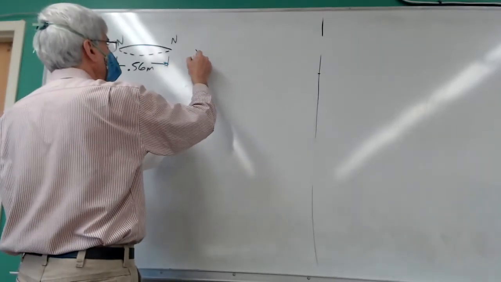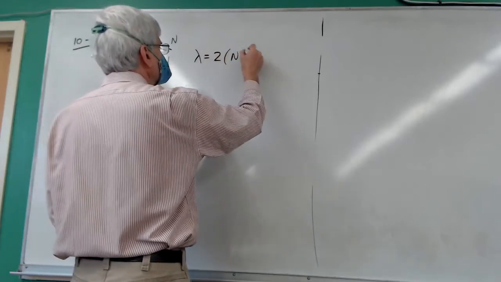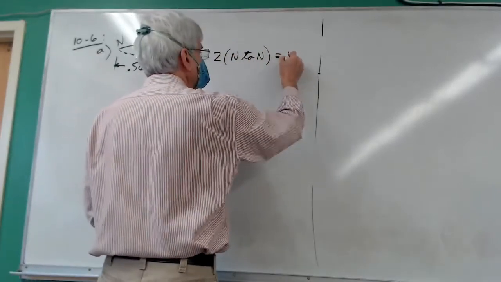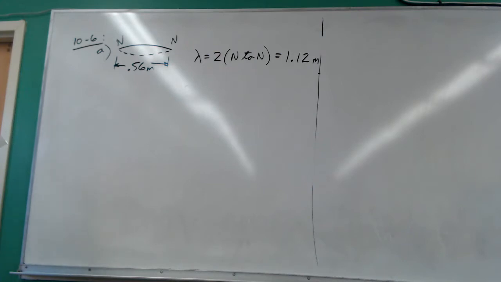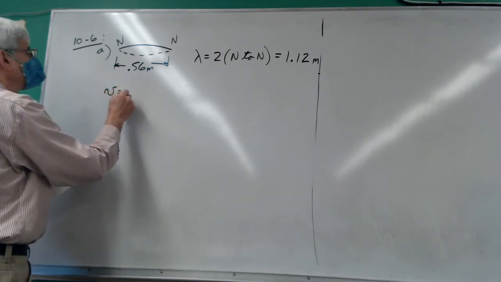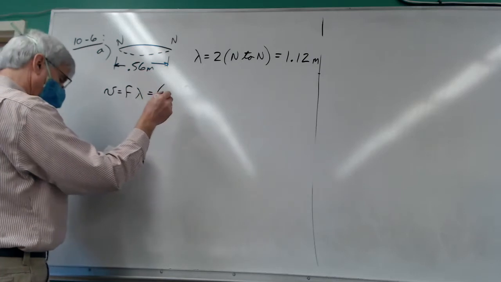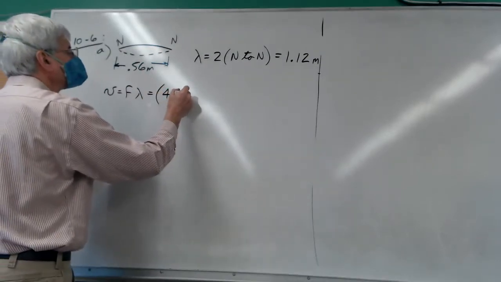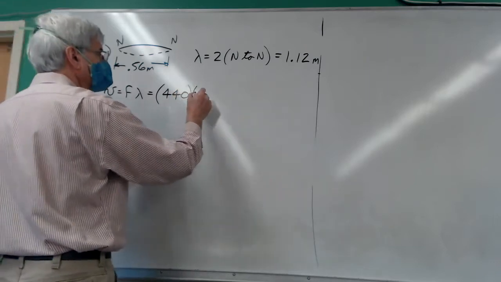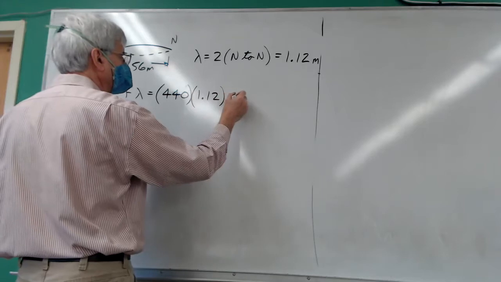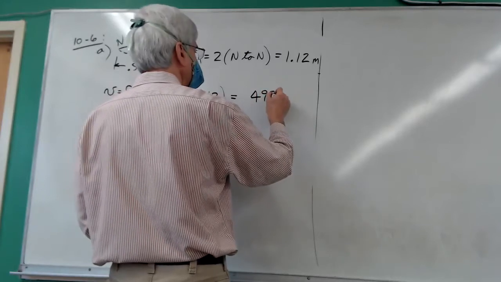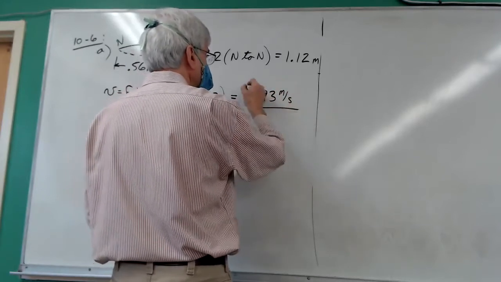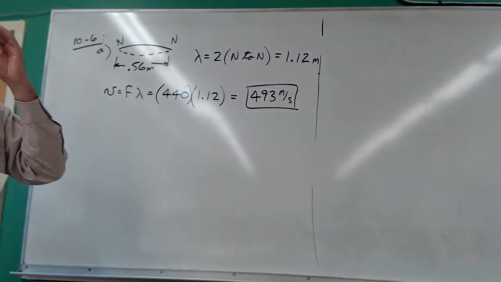And wavelength is twice that. Once you know the wavelength, the frequency is given in the question, you can get the speed. 440 A, 1.12, twice the length of the string, 493 meters per second, which is actually faster than the speed of sound.